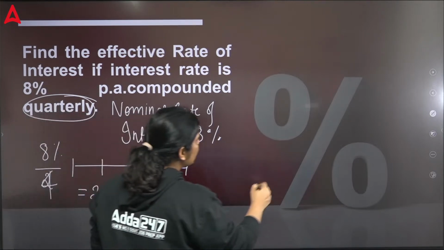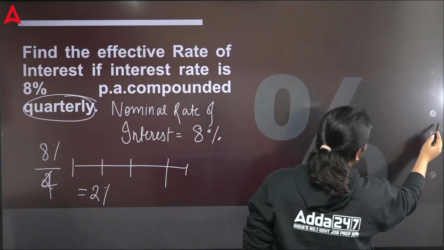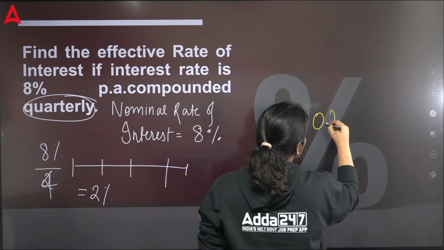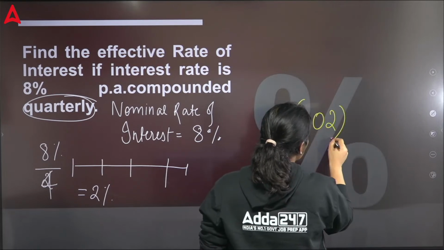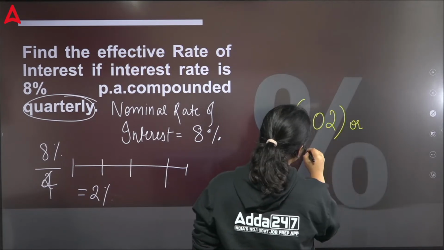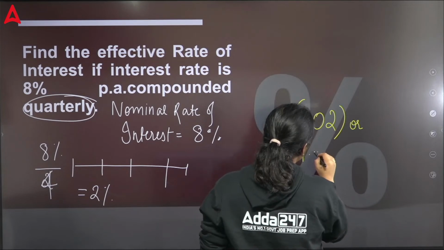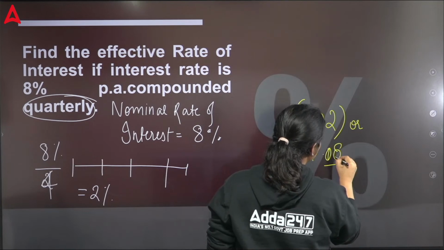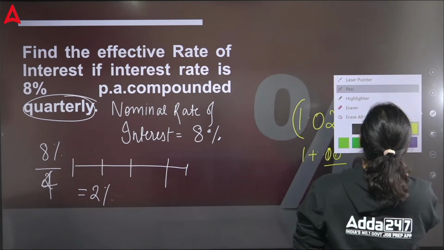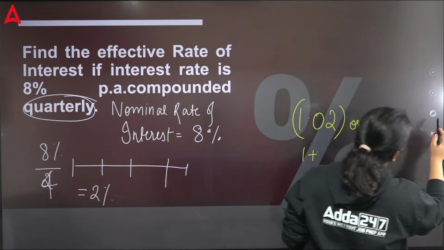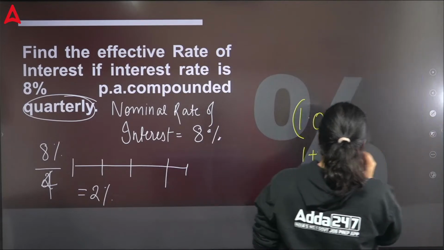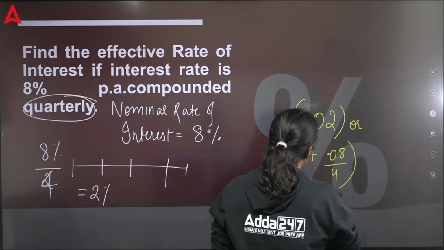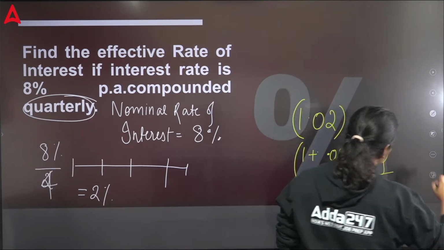The formula would be 1.02, right? Or you can also write it as 1 plus 0.08 upon 4, power 4, minus 1.